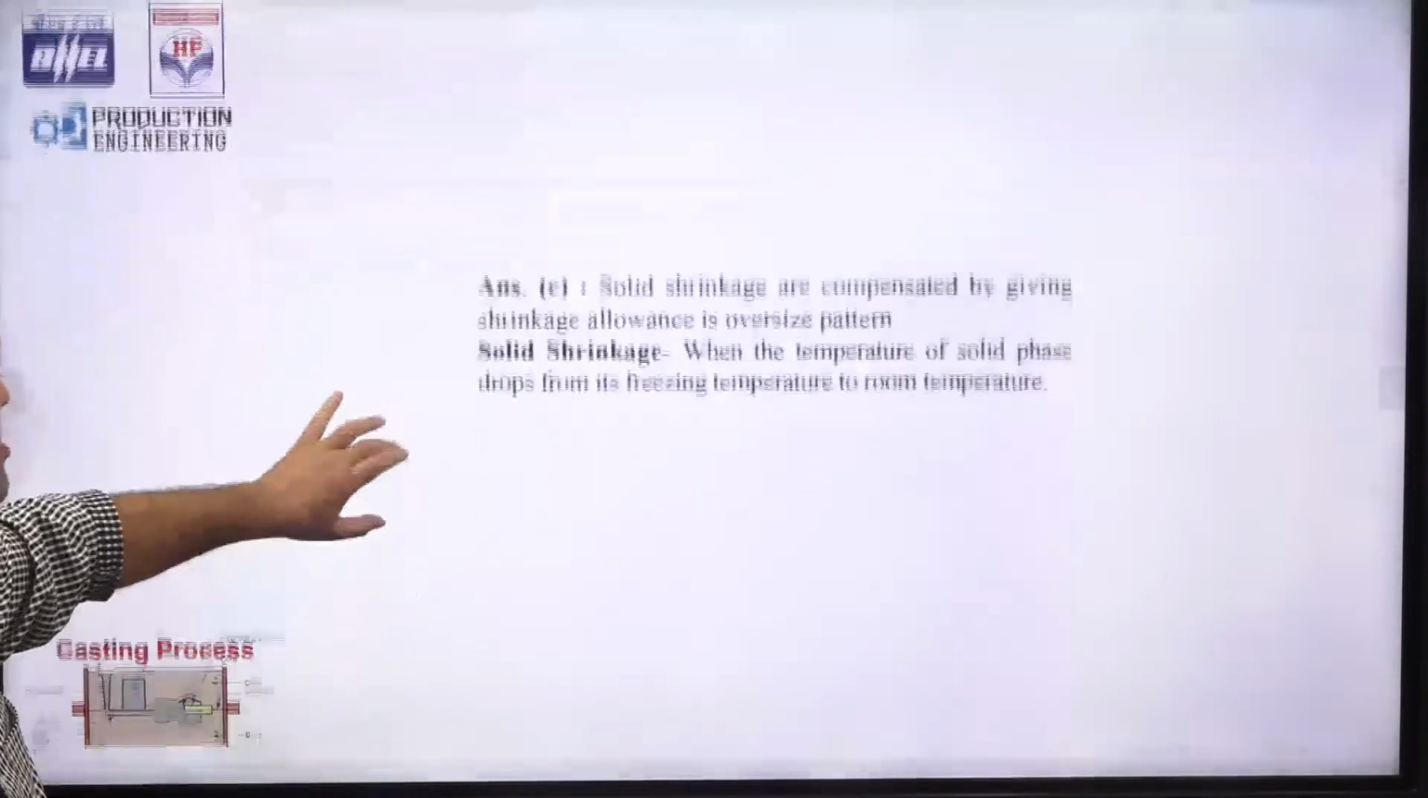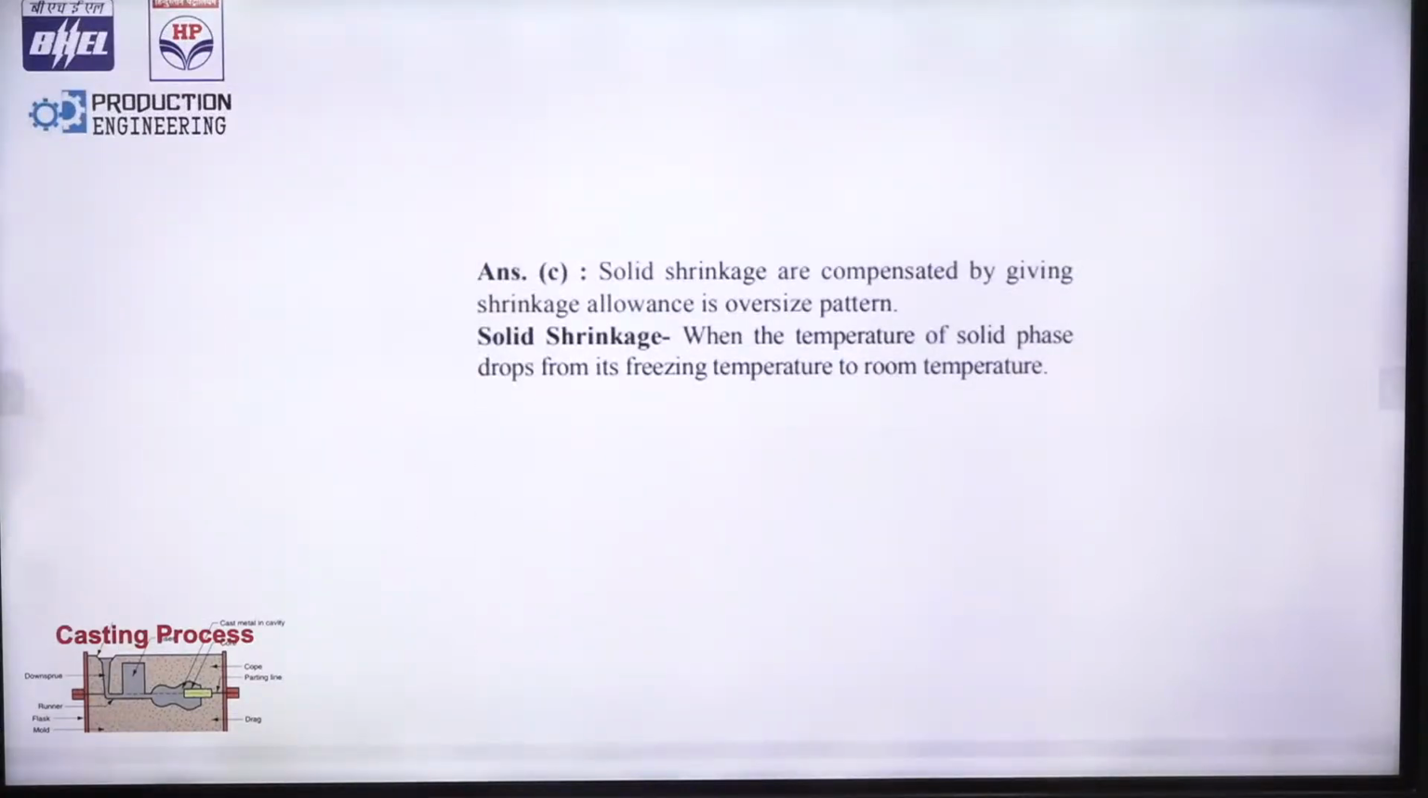Okay, so the answer for that is C. Solid shrinkage is compensated by shrinkage allowance. That is the point. It is called solid shrinkage. The pattern will give you solid shrinkage, when the temperature of the solid phase drops from freezing temperature to room temperature. The other two are taken care of by the riser. I told you the other two are taken care of by the riser, but this is taking care of by the pattern. Solid shrinkage is taken care of by the pattern. The other two are taken care of by the riser.